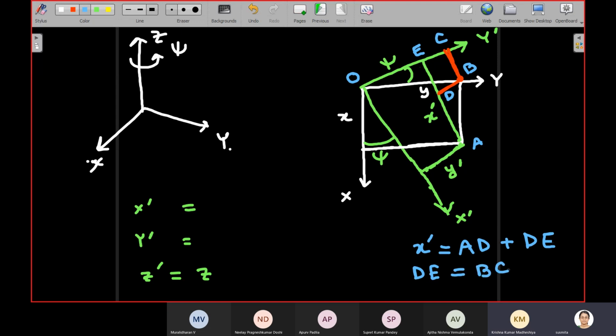What can we say about BC? What is BC equal to? Y sin psi. Y sin psi, yes.